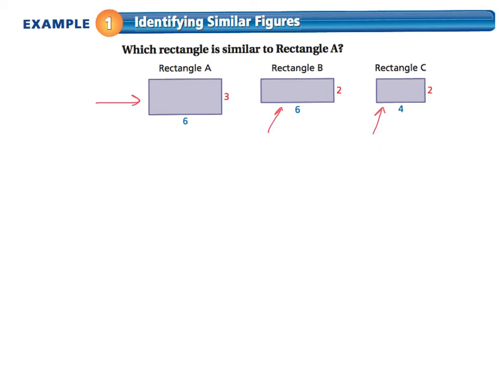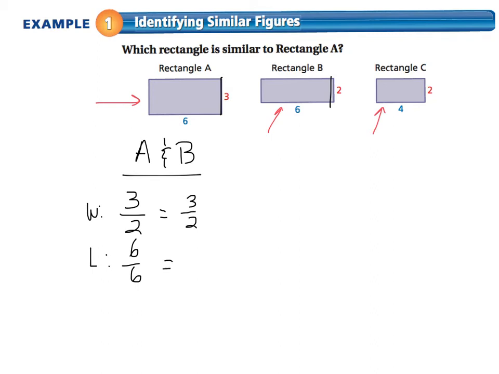So let's test A and B. So rectangle A and rectangle B. The ratio, it doesn't matter which one you start with. I'm just going to start with A to B. So the widths have the ratio of 3 to 2. The lengths have a ratio of 6 to 6. Well, wait a minute. That's 3 halves. That's 1 to 1. These are not proportional.